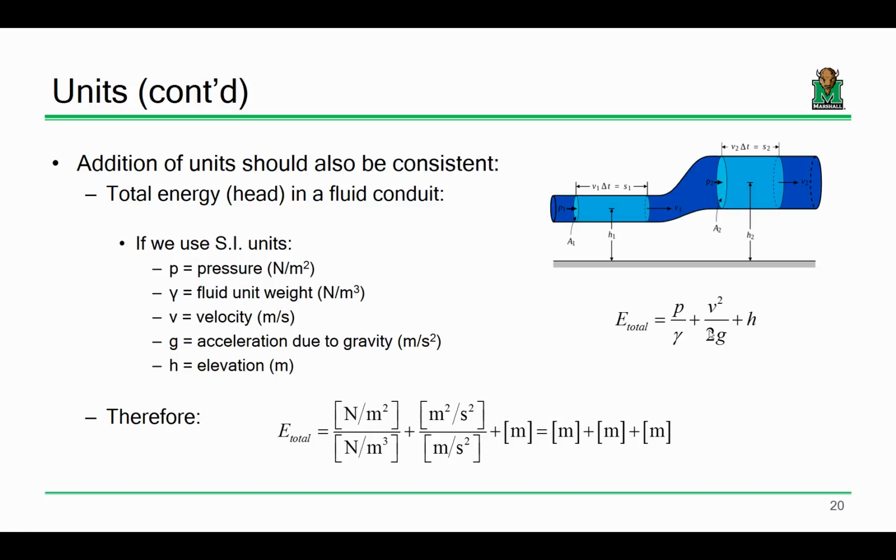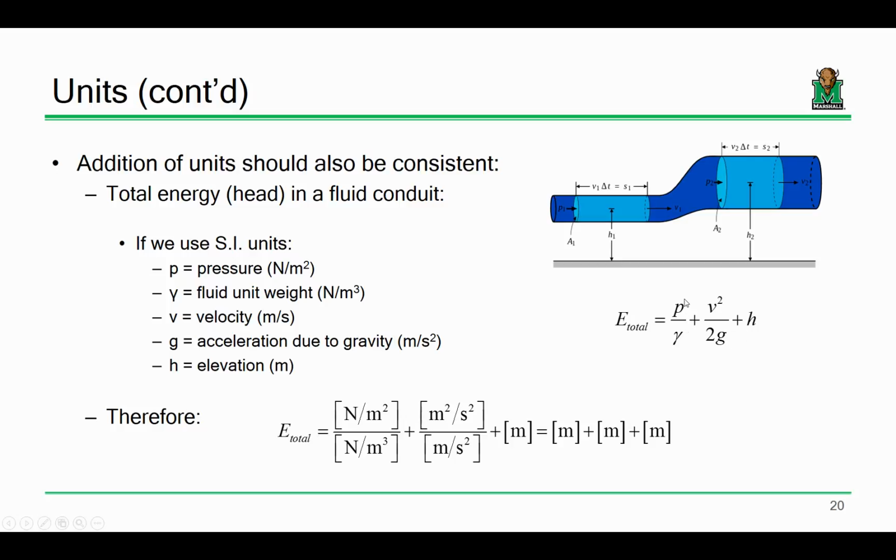Here's another illustration in the area of pipe flow, where you're calculating how much energy is in water as water flows through a conduit. And so the units of pressure, as shown here, are newtons per meter squared. That's how we measure pressure. And unit weight is newtons per meter cubed. Velocity of flow, meters per second. Gravity is measured in meters per second squared, and elevation is in meters.